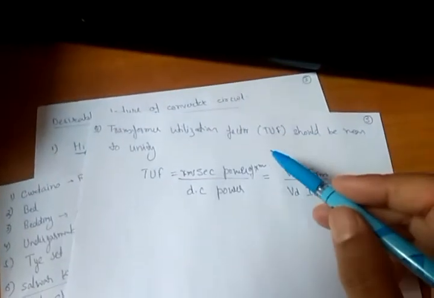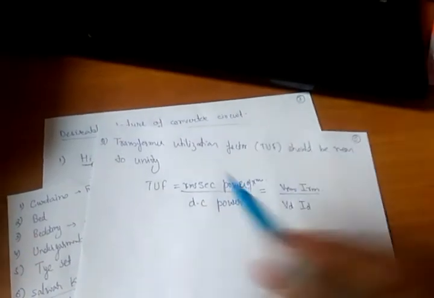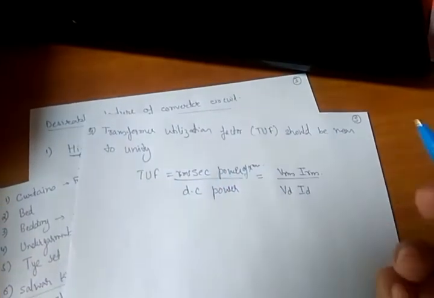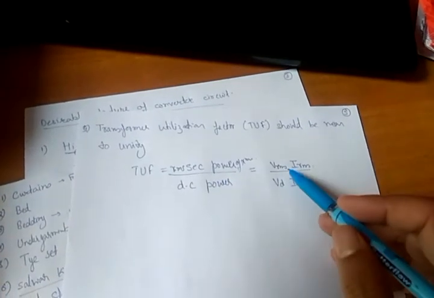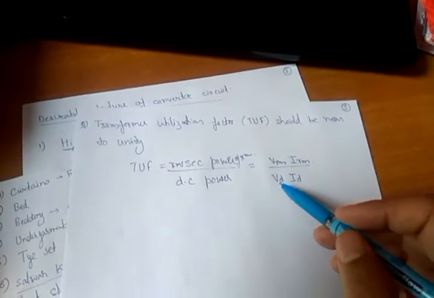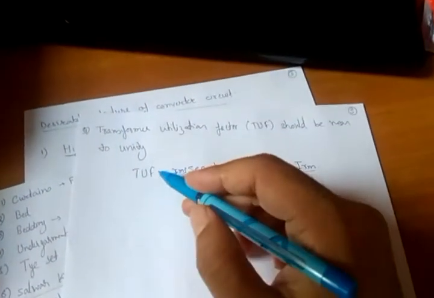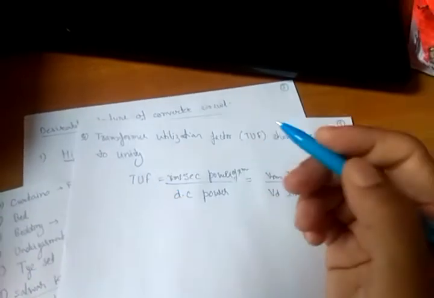So this is point number 4, and point number 5 is transformer utilization factor. It should be near to unity, because we know that the transformer utilization factor is nothing but the RMS power on the secondary of the transformer divided by the DC power. RMS power on the secondary is VRMS IRMS, and DC power is VD into ID. Okay, so the transformer utilization factor should be nearly equal to unity.